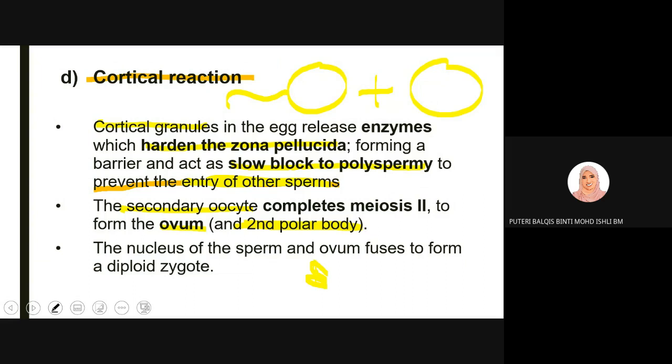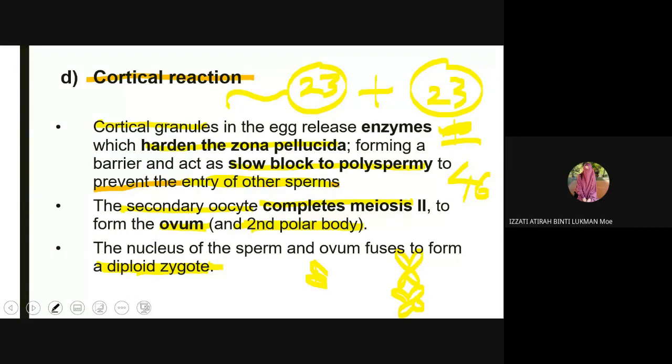Macam mana dia arrest dekat meiosis 2? Contoh macam ni. Okay, dia arrest kat meiosis 2. Bila dia dah datang, okay, dia nampak, oh, sperm dah datang. Kepala sperm dah datang. Dia akan complete meiosis 2, forming the ovum and the second polar body. Now it will form diploid zygote. 23 tambah 23, dia akan hasilkan diploid zygote. Okay, 46. Boleh ke setakat ni ada soalan?